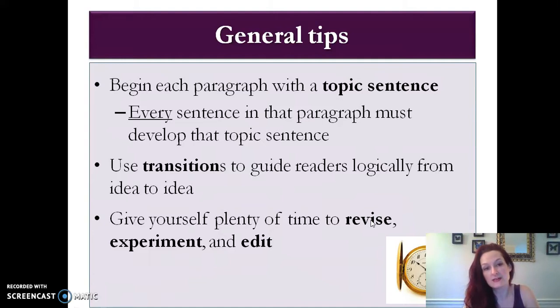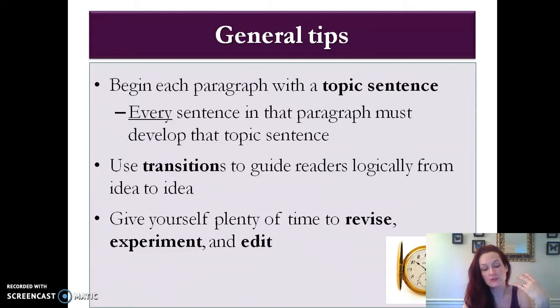Some more general tips. Begin every paragraph with a topic sentence. Now, we've talked a little bit about that earlier in the tutorial. Every main idea needs a topic sentence, and then every other sentence in that paragraph should develop that topic sentence. So you should hold your paragraphs to that standard.